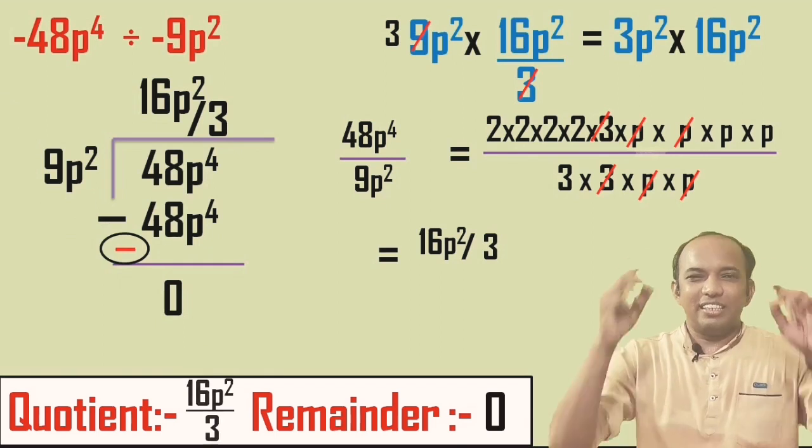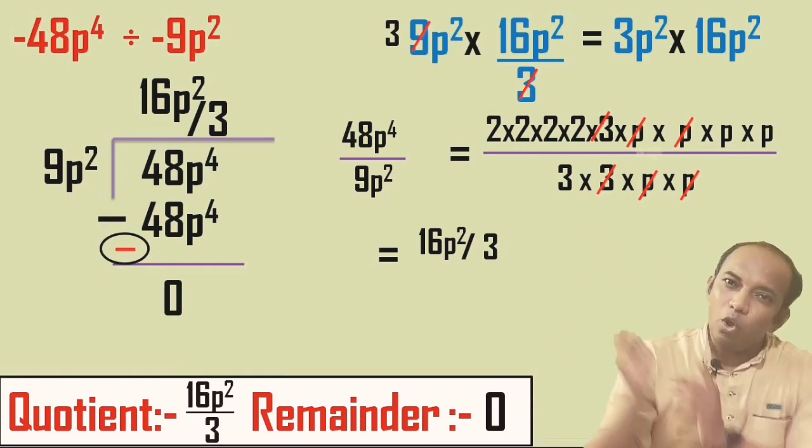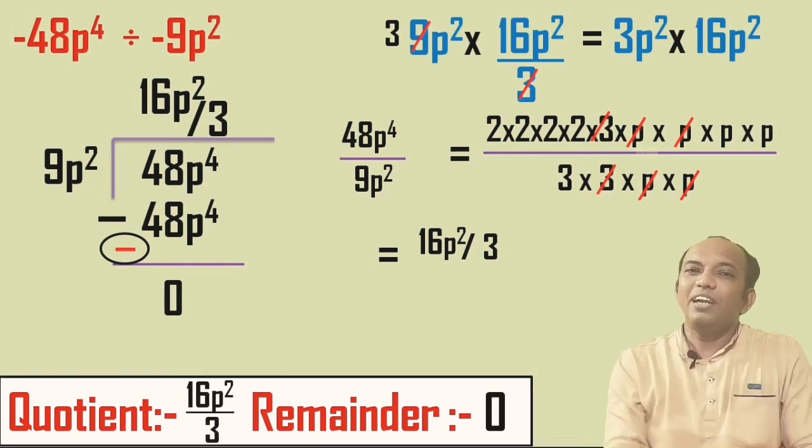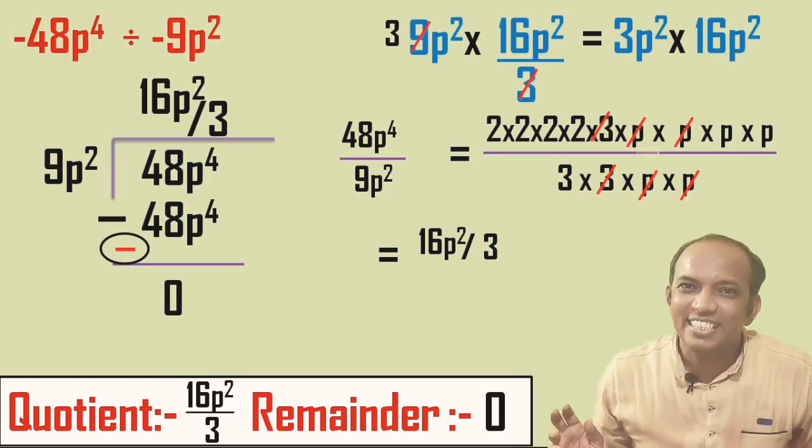So my final answer will be 16p raised to 2 the whole upon 3 as a quotient, and remainder will be 0. Isn't it easy? Yes, and it's already there on the screen.